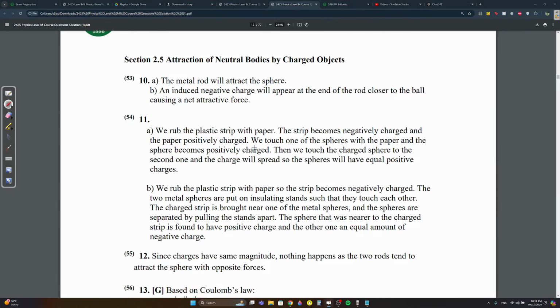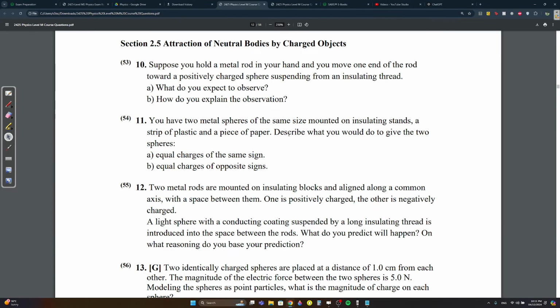This would also work the other way around. Let's say you rub the plastic strip with the paper, right? You take one of the spheres and put it in contact with the positive paper. What's going to happen to the sphere? It's also going to become positive. If you put it in contact with another neutral sphere, it takes the charge of the thing that's touching it. Since it's being touched by a positive object, it's also going to become positive, right? So that way we have equal charges of the same sign. Okay. How about opposite sign?